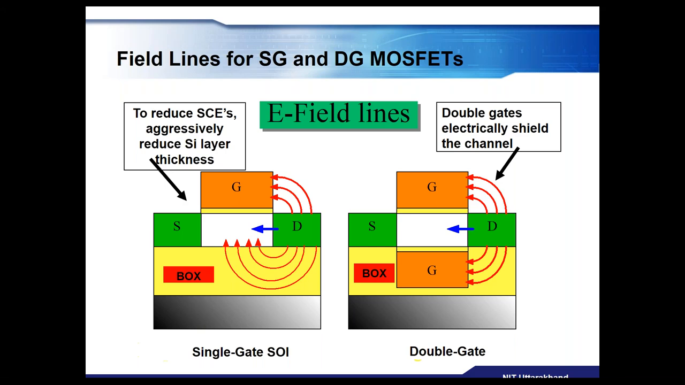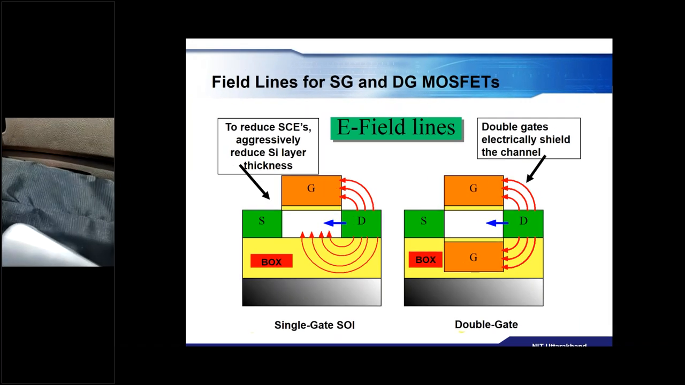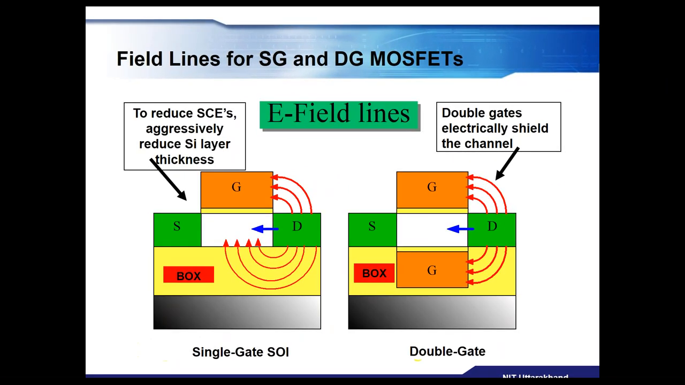So what actually will happen between the field lines for the single gate and a double gate? I already told you that the source and drain are involved in transferring the charge carriers, and the role of the gate is to control the device, to control the charge. You have seen that if I have a drain potential, because of the box layer or the SiO2 buried oxide layer, although it's an SOI architecture, the electric field reaches from the drain side to the source side. The role of a MOSFET is that first you have to fabricate a channel, which is the responsibility of the gate, and then you apply the drain bias and transfer all the charge carriers.